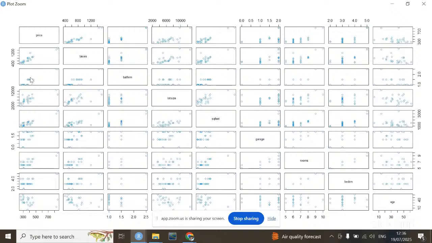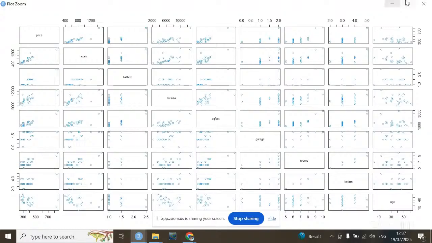But when you look at the association between price and the bathroom, it is not very clear. And when you look at the price and age, it is also not very clear. But when you look at the price and lot size, there are some two values up here. So these might be outliers or may not be outliers.